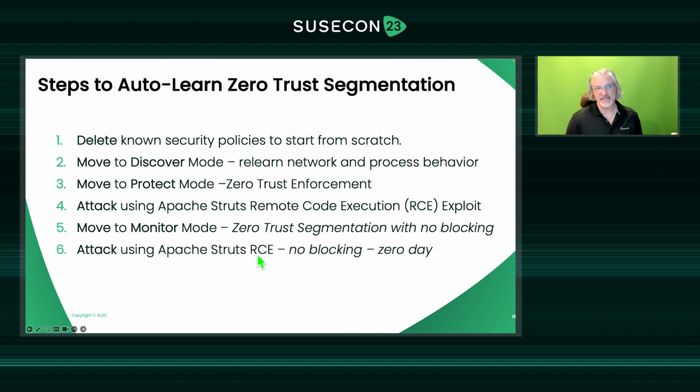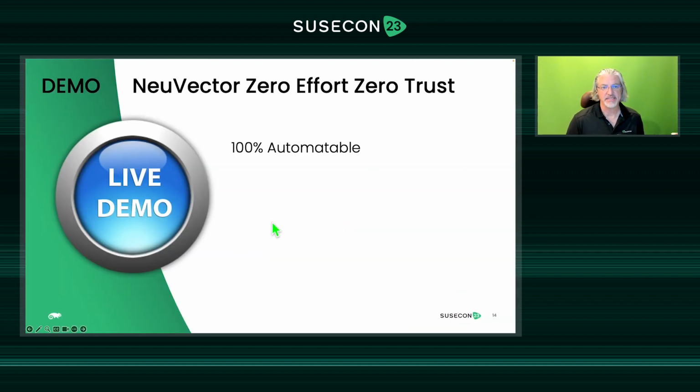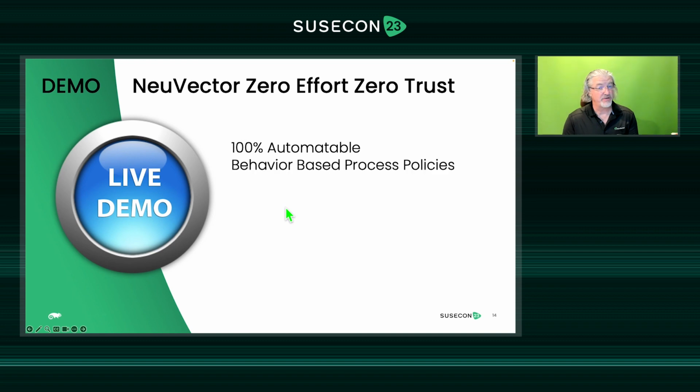So yes, the final thing we'll do is this attack for a remote code execution, and we'll show what that 0 day looks like. So again, we're going to do this quick demo. All of this is 100% automatable. These are behavior-based security policies. The behavior that we're seeing is going to be unique to the application. No two applications are really alike. They're going to have unique behaviors.